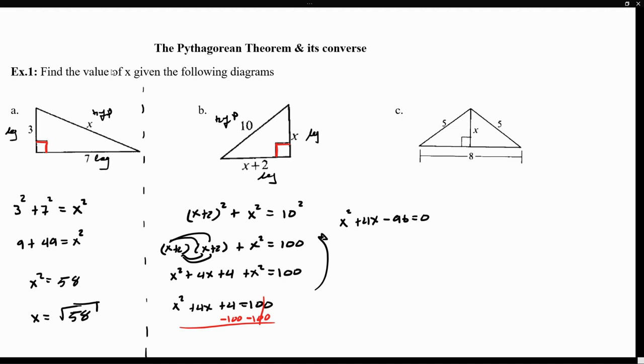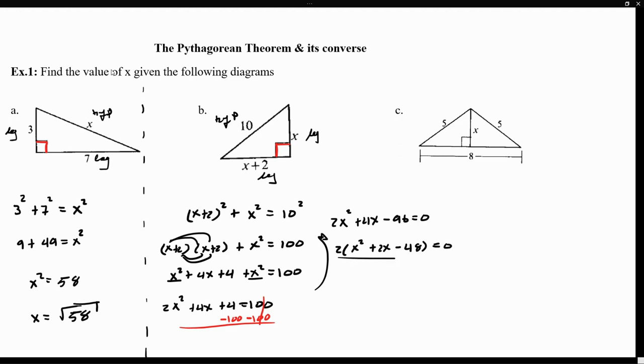I'm sorry, I think I made a small mistake. Notice that x squared plus x squared is not just x squared, that's 2x squared. So how can we solve for this? Well, I can see that I have a leading coefficient of 2, and every single term has a factor of 2. So I can factor out a 2, and that's going to become x squared plus 2x minus 48 equal to 0.